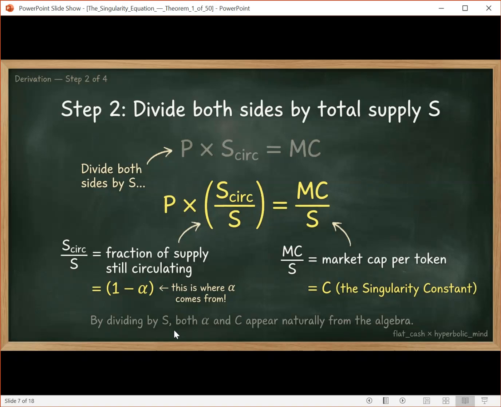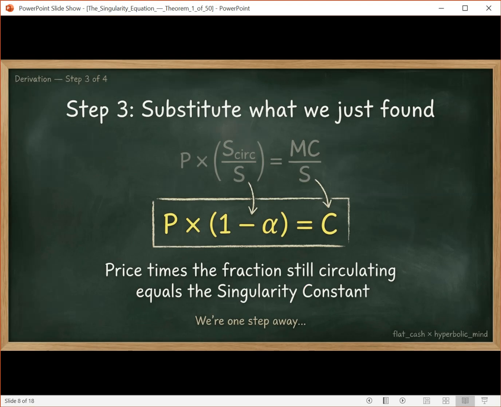So by dividing by S, both alpha and C appear naturally from the algebra, right? So I can basically replace circulating supply divided by S with 1 minus alpha, and I call this side of the equation equal to C. So price times the fraction still circulating equals the singularity constant, which basically follows from basic algebra so far.